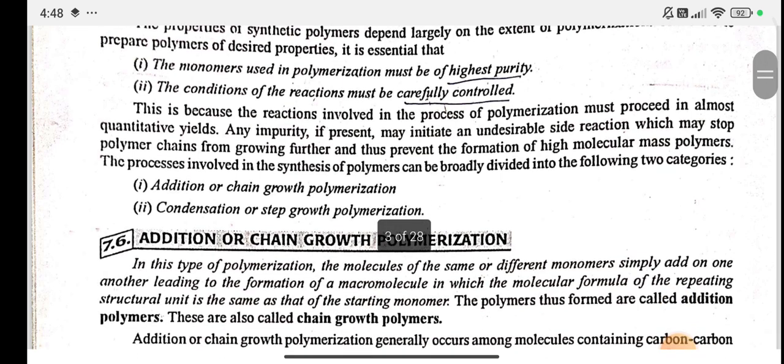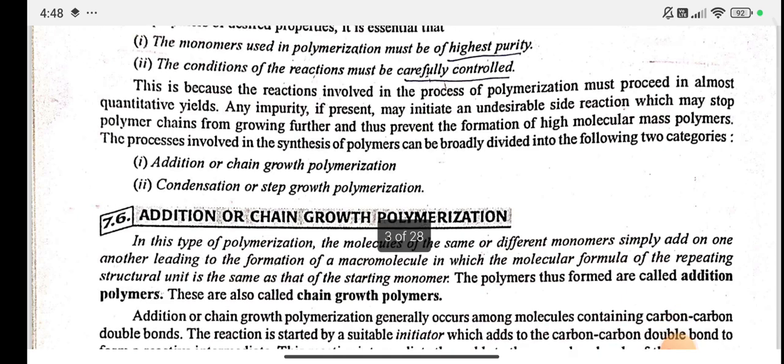This is because the reaction involved in the process of polymerization must proceed in almost quantitative yield. Any impurity, if present, may initiate an undesirable side reaction which may stop the polymer chains from growing further and thus prevent the formation of high molecular mass polymers.